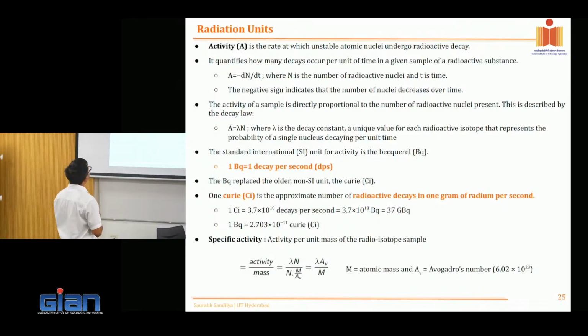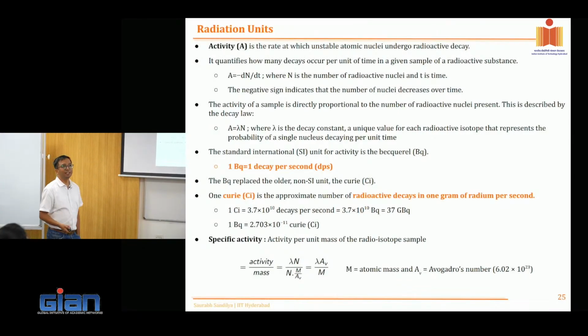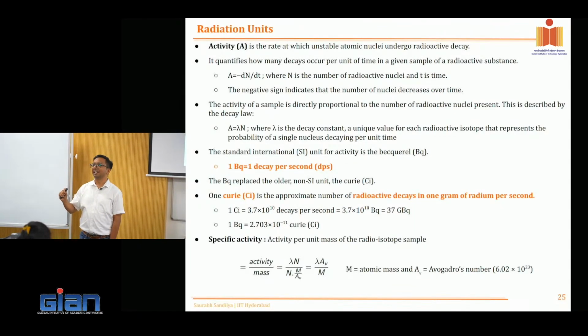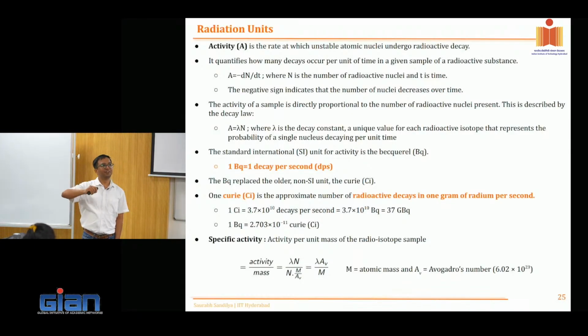The unit of activity is the becquerel, because it is decay per time. This is the SI unit. 1 becquerel is 1 decay per second. Always remember, 1 becquerel is 1 decay per second. Becquerel has replaced the old non-SI unit, the Curie, coming from Madame Curie. 1 Curie is 3.7 into 10 power 10 decay per second. Write it down. Although it has been replaced, it is still in use, very popular.